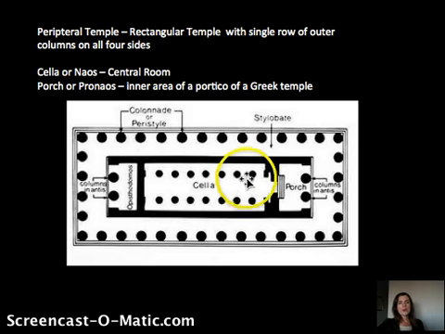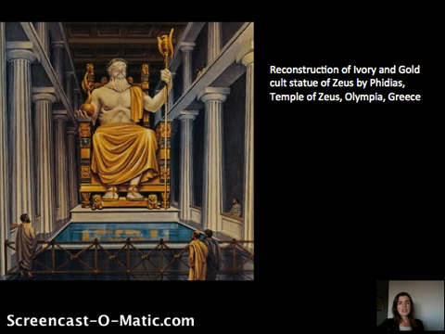And the idea is you're not really going to go inside the cella. It's not really for everyone to go into. This is where the cult image would be, and only certain people would be allowed in to see things like this, the reconstruction of the gold and ivory statue of Zeus by Phidias, who will also carve the one at the Acropolis.